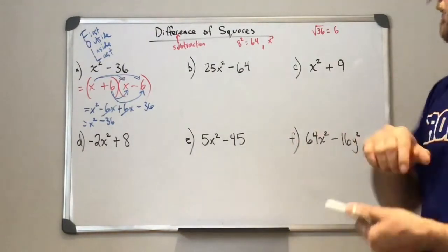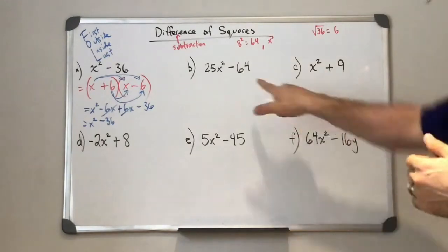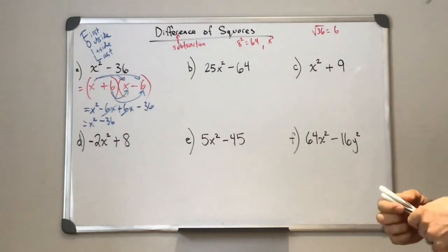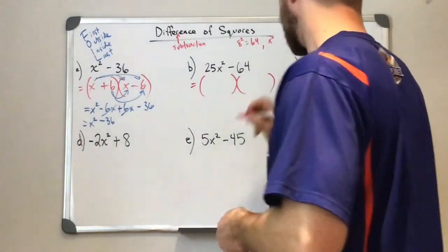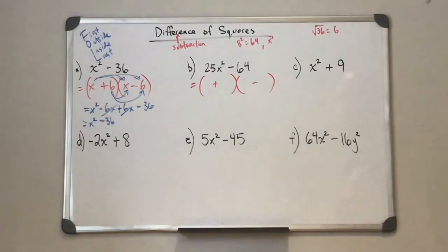Our next one here, can we square root 25? Yes. Can we square root 64? Yes. Is there a minus in the middle? Yes. So this one's going to work out. So, just like before, it's going to factor into 2 brackets. We're going to have a plus and a minus there.